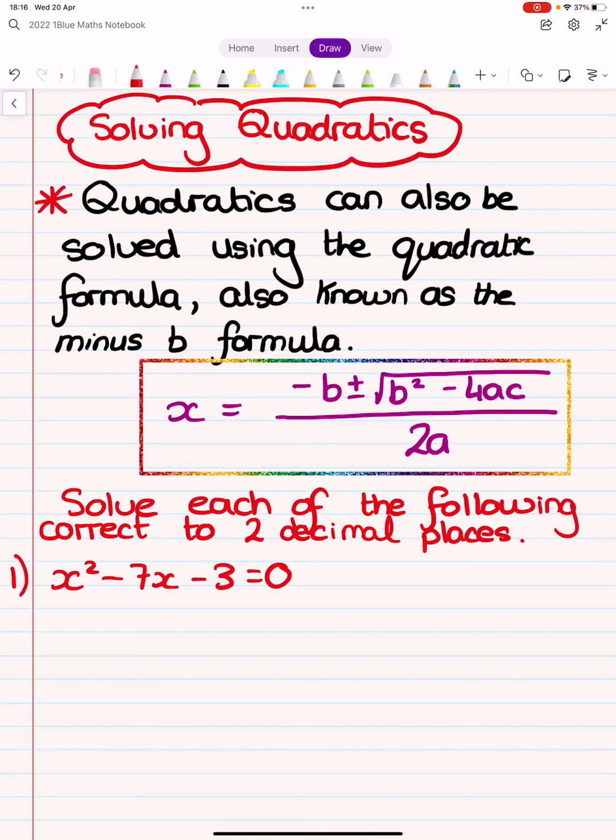Okay folks, we are sticking with solving quadratics, and as always we know this is a quadratic because we have an x squared value there. So this time it's a little bit different because we're dealing with the quadratic formula, which we also know more commonly as the minus b formula.